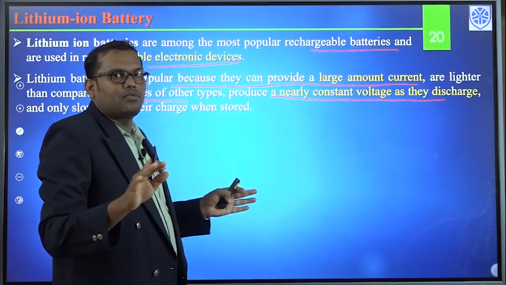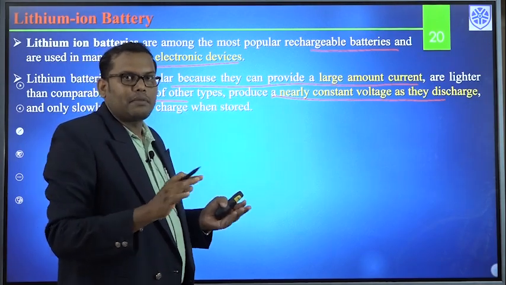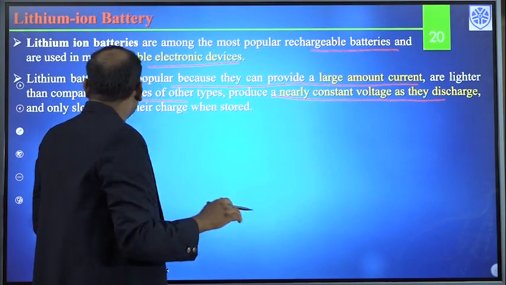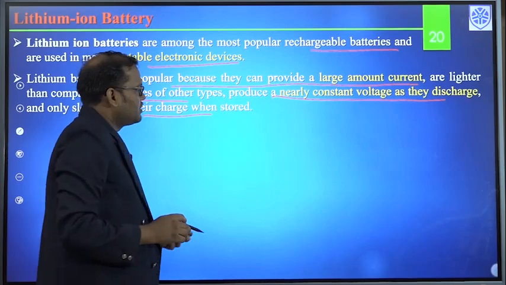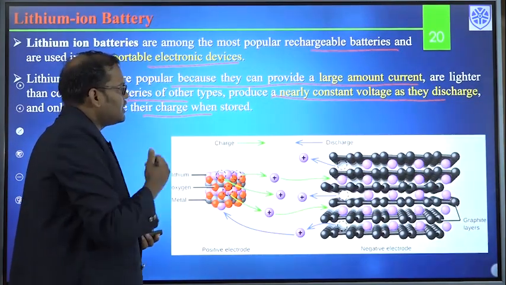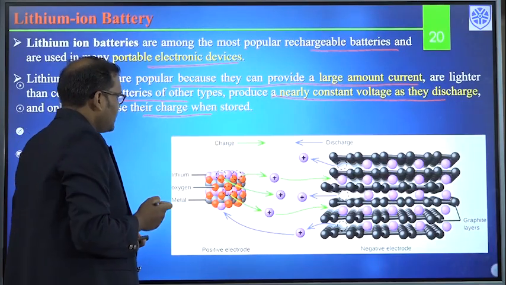Once it discharges, the voltage will not drop. It can maintain a constant voltage during discharge. That is one of the biggest advantages. It does not lose charge even during storing. So this is the main reason why the lithium-ion battery is very popular.